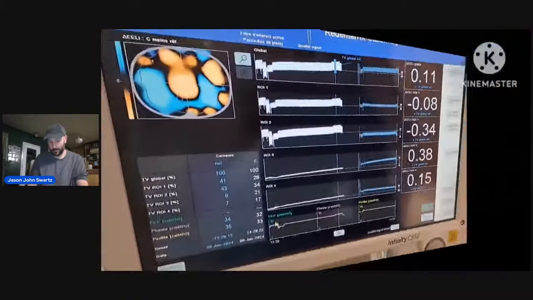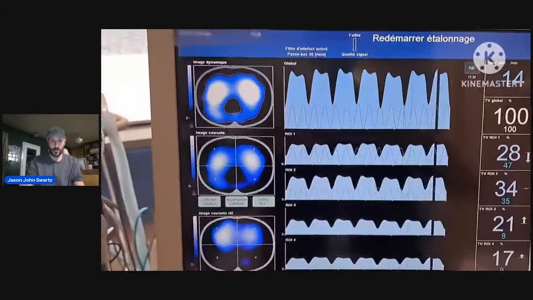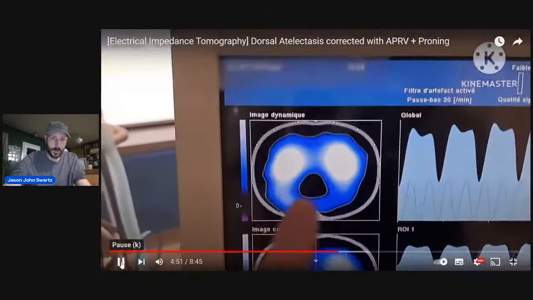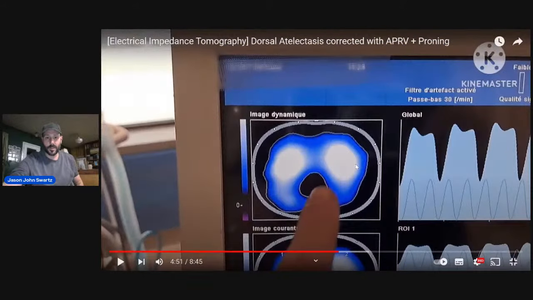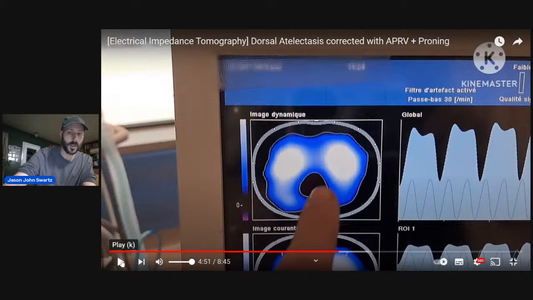So I don't want to go too much. Give me a second. I'll press pause. It's already changing even more. So that's already better, and that's probably like a few minutes into it. I'll let it play again.